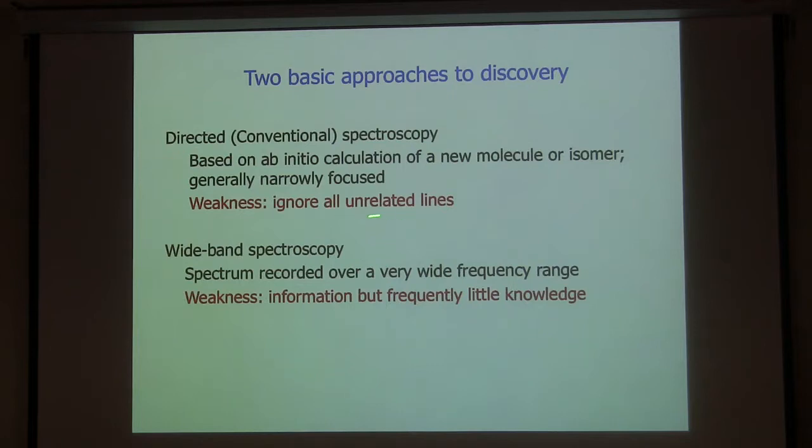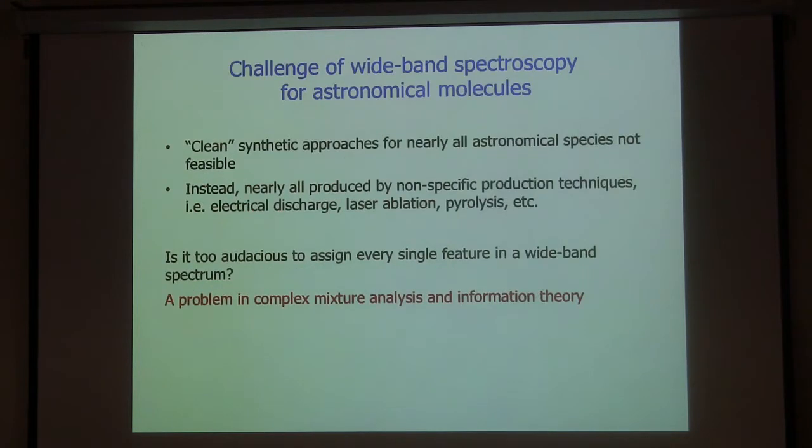But in doing so, you almost always ignore everything that doesn't fit the criteria of the model you're basing it on. In wideband spectroscopy, we record very quickly, or fairly quickly, a very wide spectral range, and then we want to assign everything. The problem is we potentially have a lot of information, but we don't have any knowledge. We have all these spectral lines. The question is, what is behind these spectral lines? So that's really the challenge.